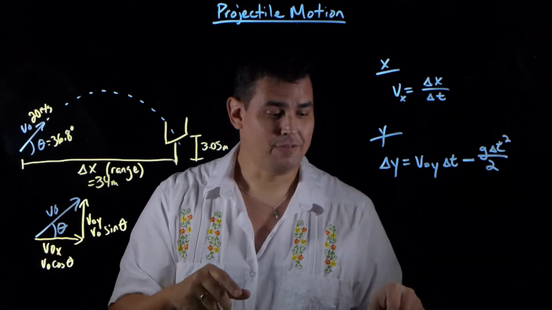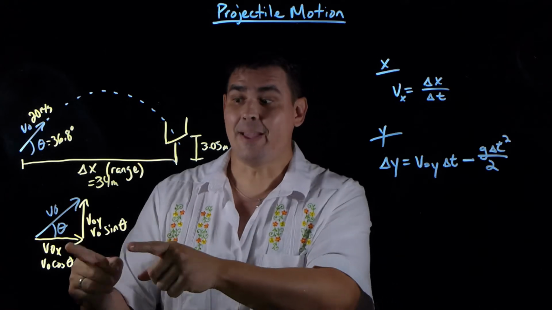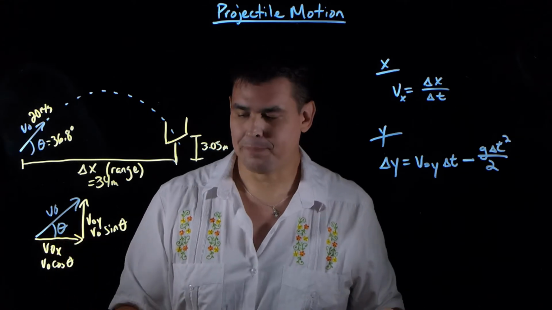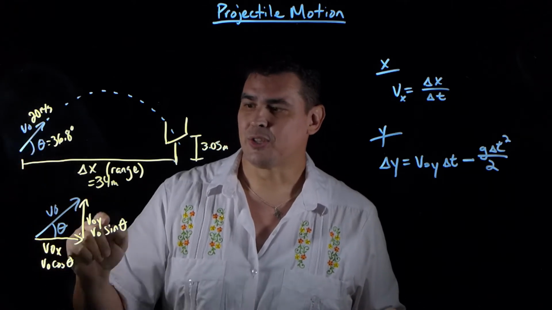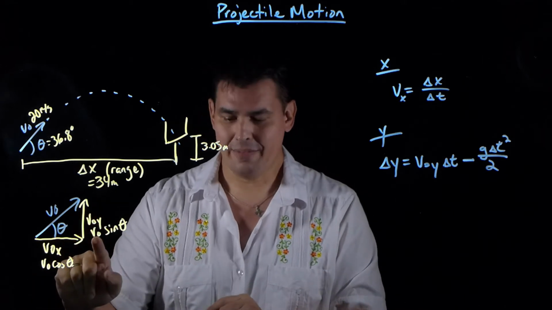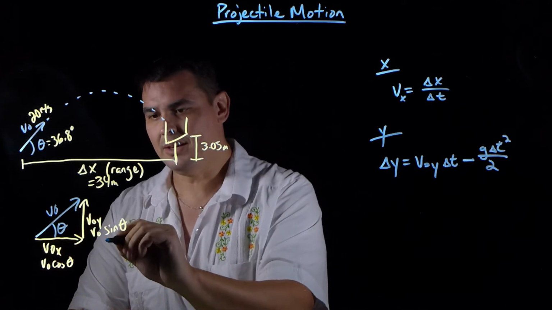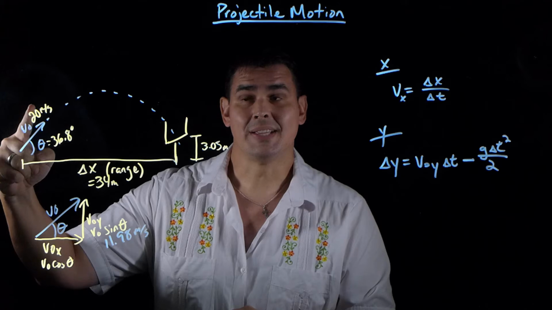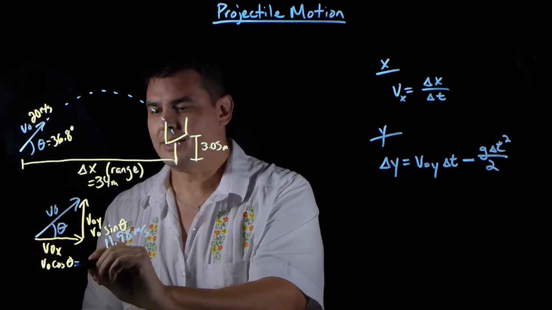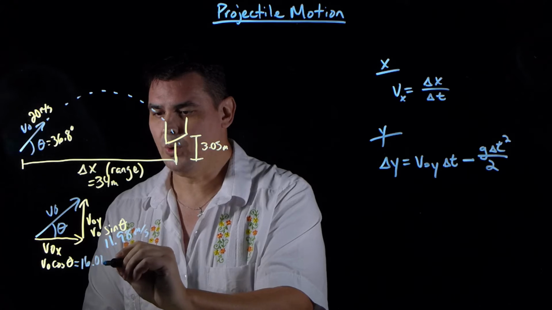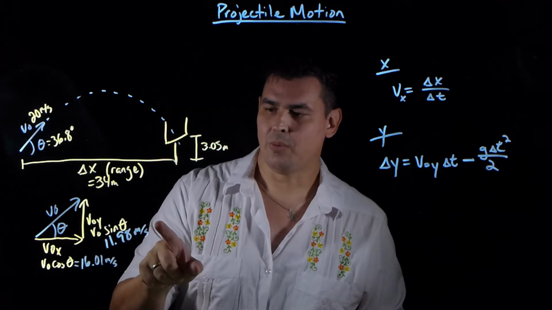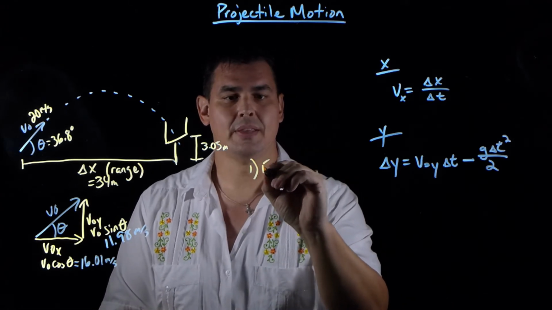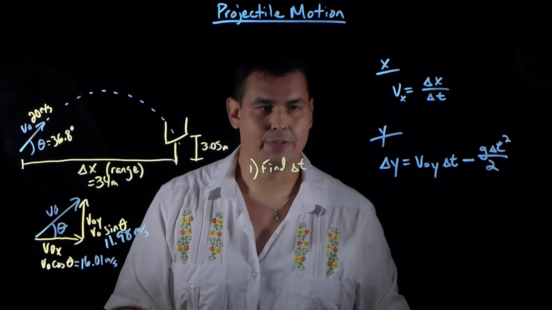Same way we approached the last one, except now, before we find the time, step one is to take this vector and break it into its components. I can't do anything until I break this into components. So if this is 20 and that's 36.8, you can check this, your y velocity is going to be 11.98 meters per second. And my x velocity, 20 times the cosine of 36.8, is going to be 16.01 meters per second. So that's my y, that's my x. Now the first thing we've got to do is find the time. Let's look at what we know.